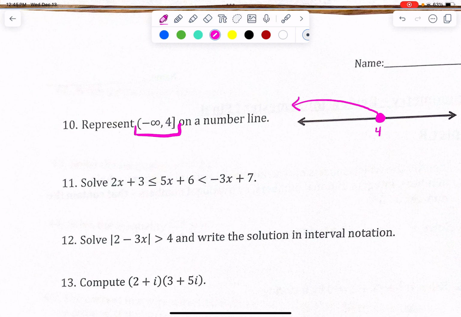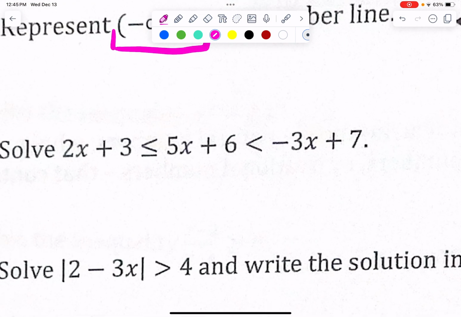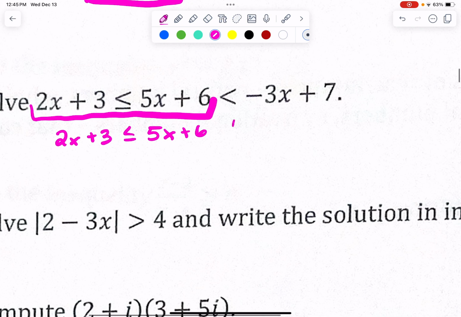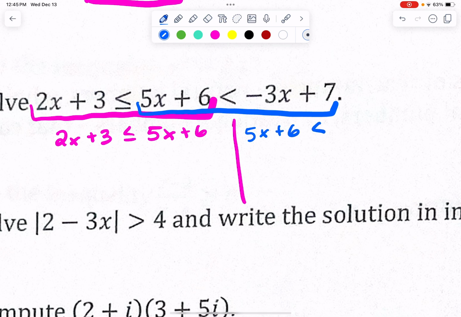Okay, next, 11. All right, we've got 2 inequality symbols here, and what I'm going to do is break this apart into 2 chunks. So I'm going to focus on this chunk right here: 2x plus 3 less than or equal to 5x plus 6. Then, on the opposite end, I've got this chunk: 5x plus 6 is less than negative 3x plus 7. And then I'm just solving the 2 pieces. That middle chunk gets included in both pieces, and we just solve.